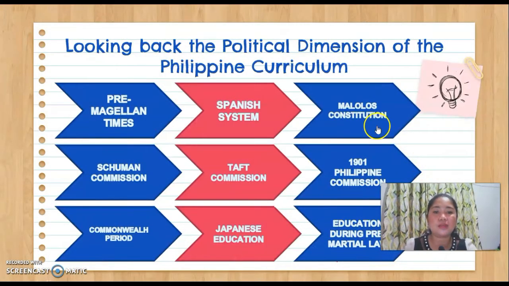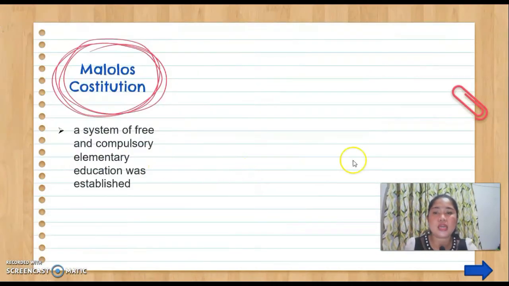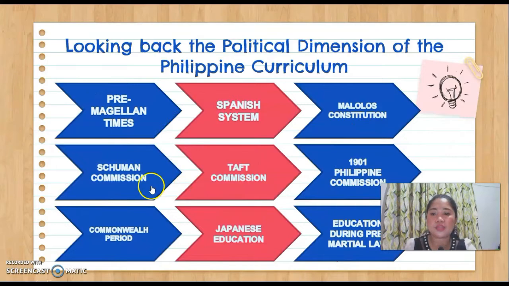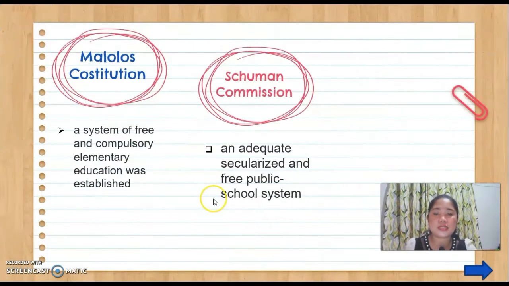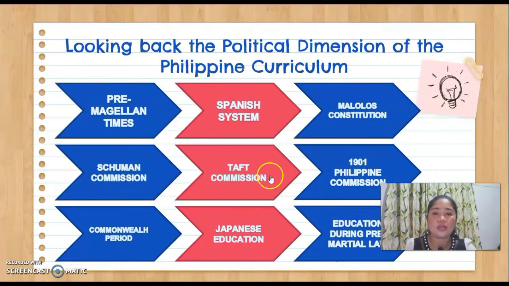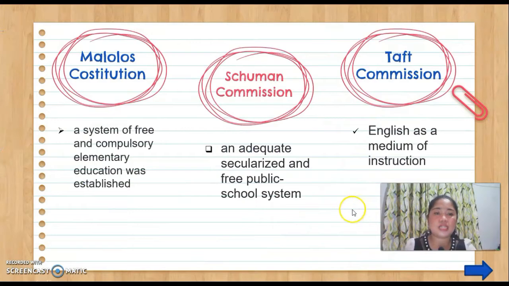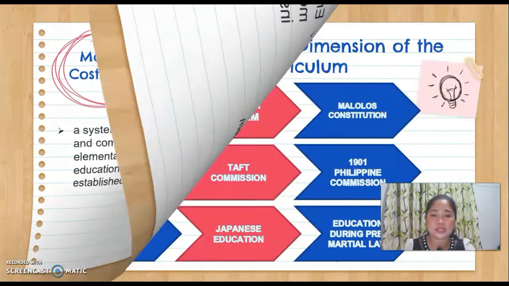Next, we have the Malolos Constitution. Here, a system of free and compulsory elementary education was established. Next, we have the Schurman Commission. During this time, an adequate, secularized, and free public school system was established. Then we have the Taft Commission. In the Taft Commission, English as a medium of instruction was used during the teaching and learning process.